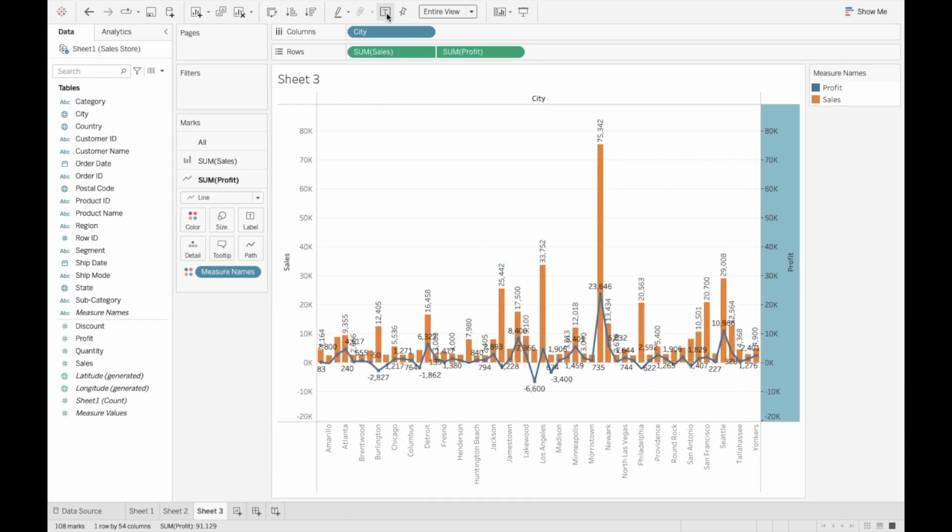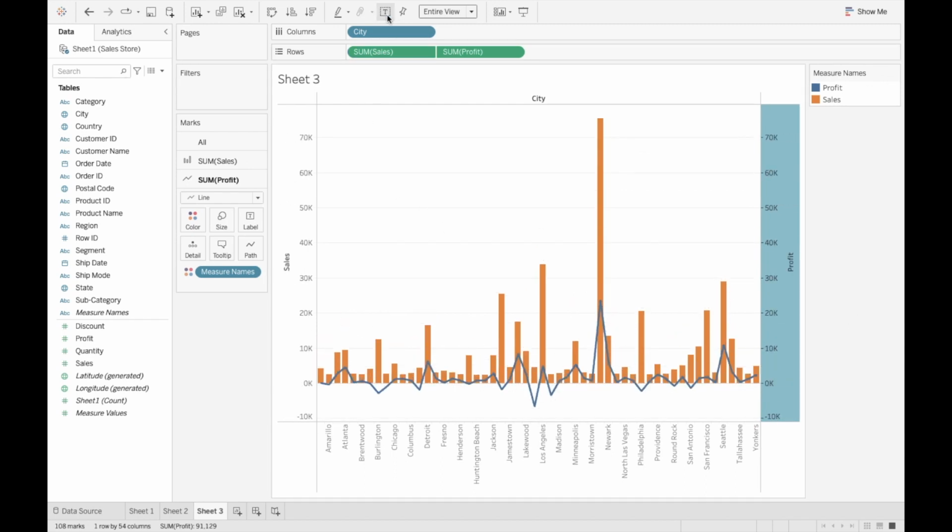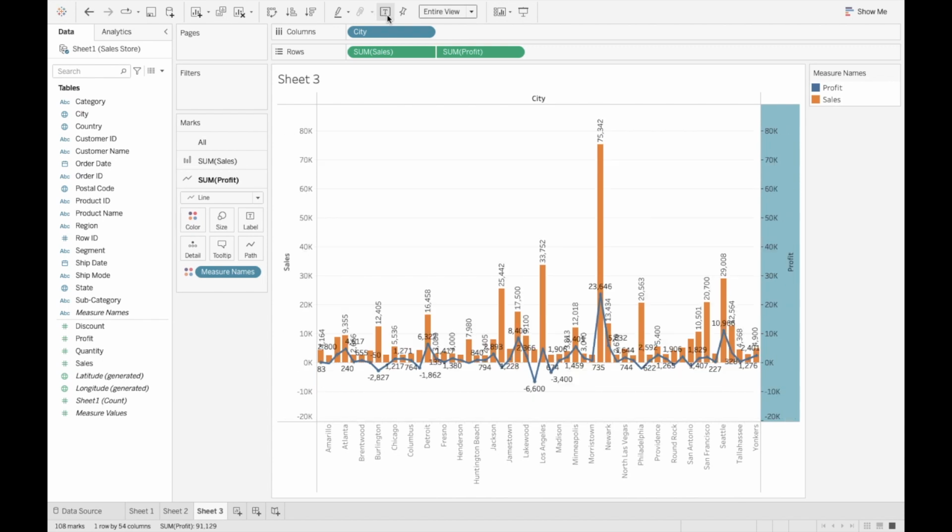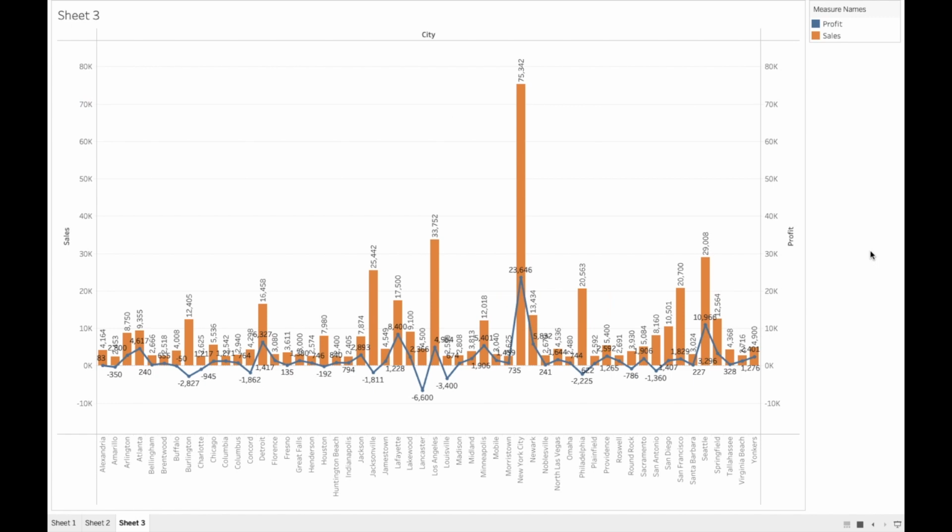One important thing you might notice is why it is called a dual axis chart. This is the sales axis and this is the profit axis, and this is the city line. So two axes are present on a single visualization, on a single chart. That's why it is known as a dual axis chart.